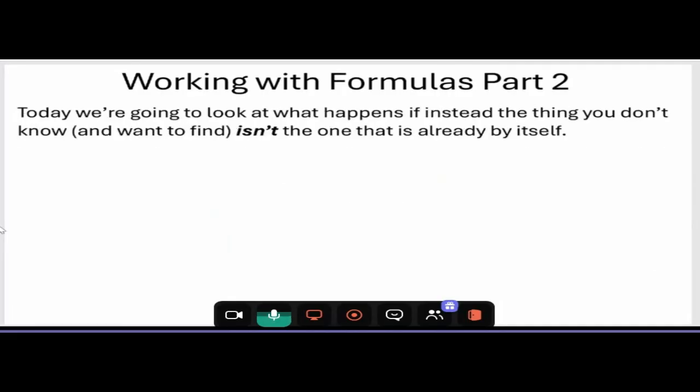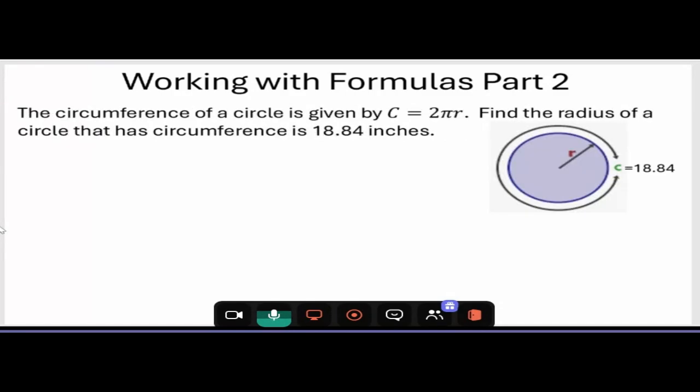So what happens if the thing you don't know and want to find isn't the one that is already by itself? What if the thing you want to find has other stuff with it on its side of the equal sign? So let's look at that same exact formula, circumference of a circle equals 2 pi r. But now read this question. They want us to find the radius. Notice the radius is over here on the right-hand side. And they give us their circumference.